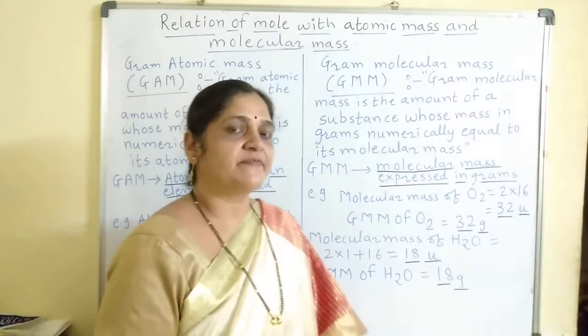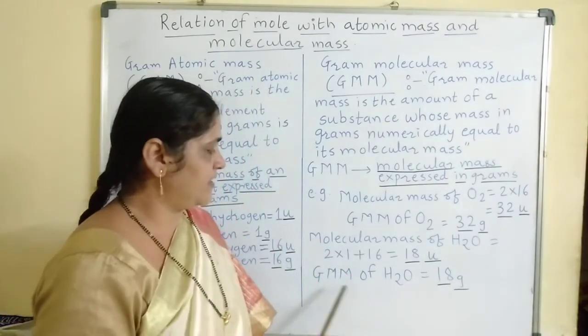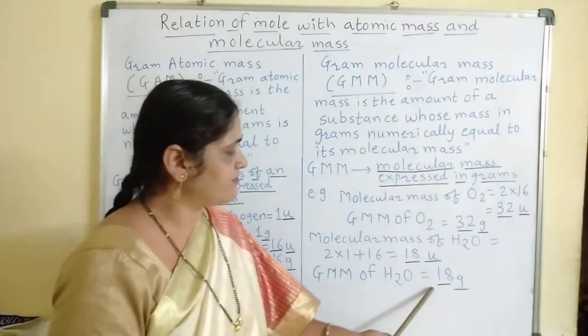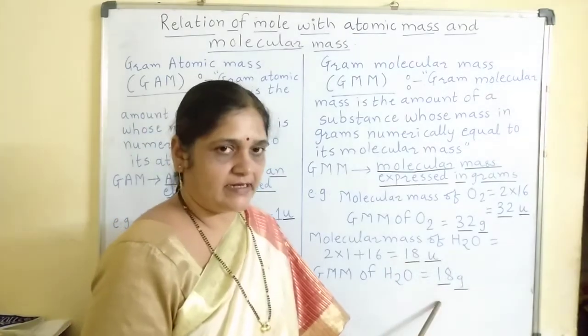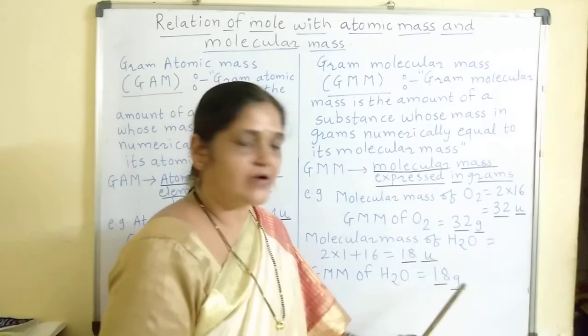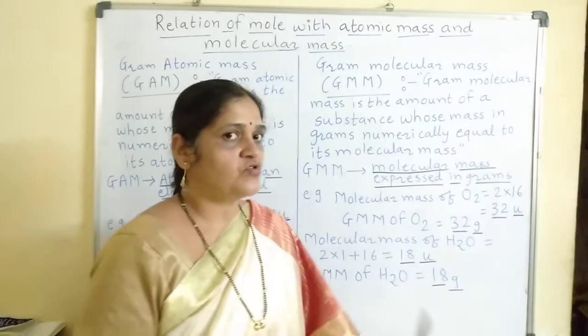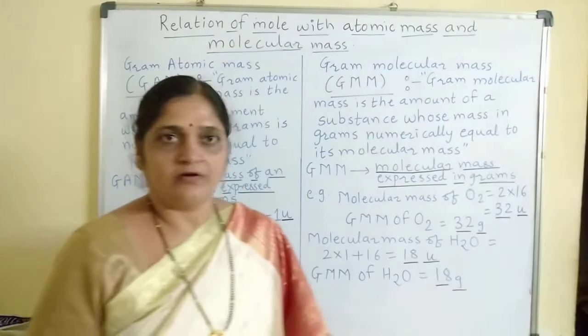Now we are going to express it as gram molecular mass. So gram molecular mass, that is GMM, of H2O is equal to 18 gram. Here the numerical value is the same, 18 and 18. Only the symbol is changed. Instead of U, you are going to write G. So there is no change in the value. It will be only a change in the symbol. Okay.